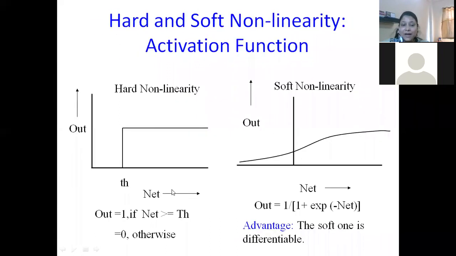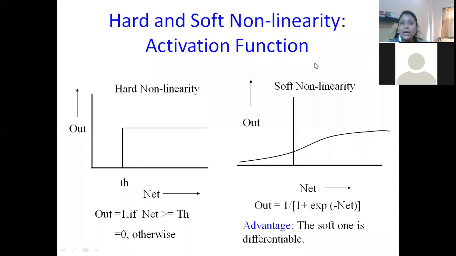So if the net value is greater than or equal to the threshold, then the output is straight away achieving 1. That means it is a very hard technique, where the output is either 1 or 0. That means it cannot be differentiable. It cannot have any kind of values between 1 and 0. It is either 0 or 1. So that is why this kind of non-linearity is basically a very hard non-linearity.